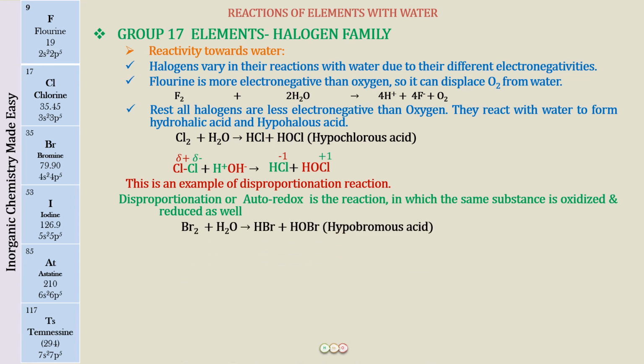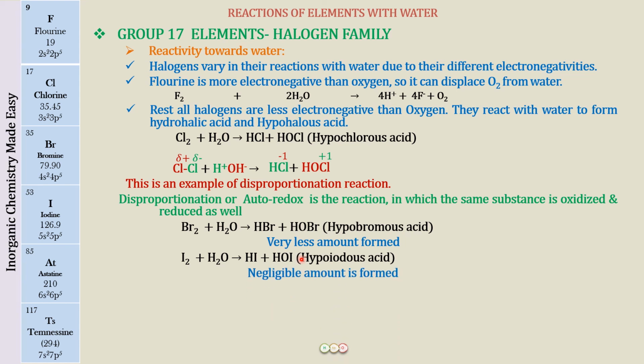The next, similar behavior we will be seeing in the reaction of bromine with water also. HBr and HOBr will be formed. But here the difference is that a very small amount is going to be formed because bromine is not that electronegative. So as the electronegativity of the elements is decreasing, the extent of the forward reaction is also decreasing. So very little HBr and HOBr will be formed. And when we see it in the case of iodine, you can write the same products, HI and HOI being formed, but here just a negligible amount will be formed. The reaction will not be proceeding forward.